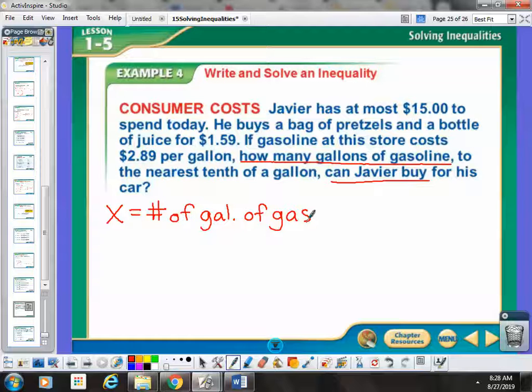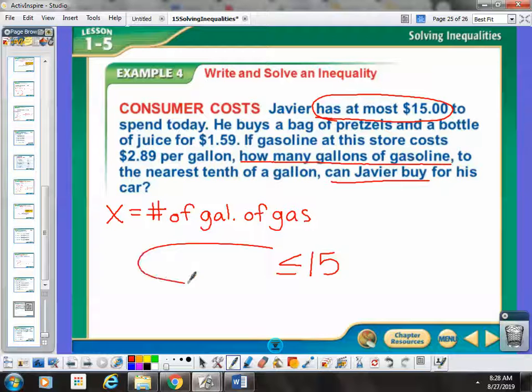The very first sentence says Javier has at most $15. How would you write at most $15? What does at most make you think? Less than or equal to $15. Okay? So I'm going to start with that. I'm going to build on this. So whatever Javier is going to spend is going to be right here. It has to be at most $15.